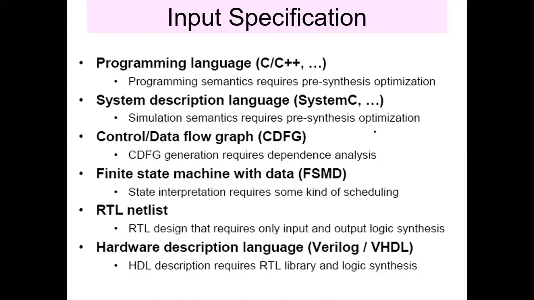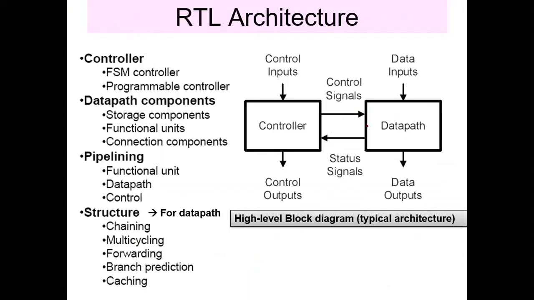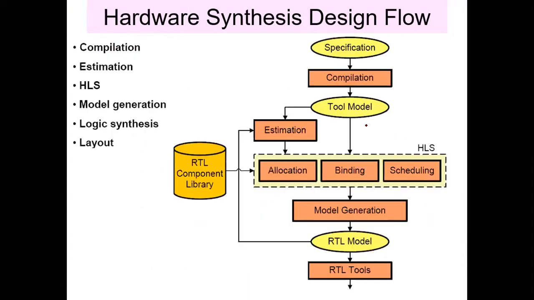First one is compilation. That means from input specification we will generate an intermediate model, that is tool model. Then we will go for estimation. Then HLS. HLS means high level synthesis. It has three different stages, that is allocation, binding and scheduling. There are different approaches. We can do allocation, binding and scheduling together or one by one, depending upon our need.